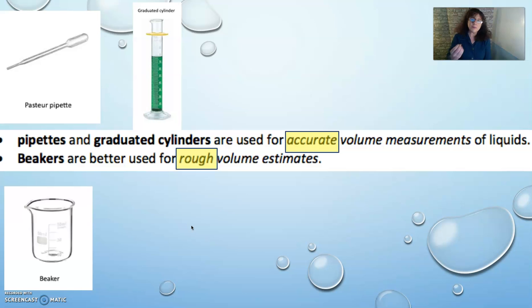When we want to make an accurate measurement of volume for liquids, we'll use things like pipettes that you squeeze the top of, draw in the liquid, and measure it via ticks along the side of the shaft. And we can also make accurate measurements of higher volumes using a graduated cylinder.